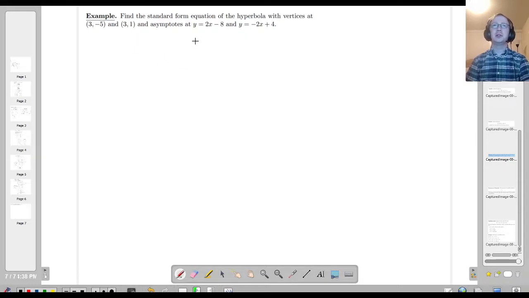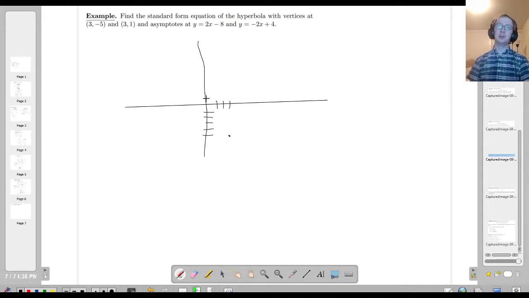Okay, so I've got 3, -5. That's one of my vertices. I've also got 3, 1. So those are my vertices, which tells me a few things. Number one, I've got a vertical transverse axis. Number two, I know that my center is exactly in the middle of these guys. So these guys are 6 units apart, which means 3 units down would be my center. So my center is apparently at 3, -2.